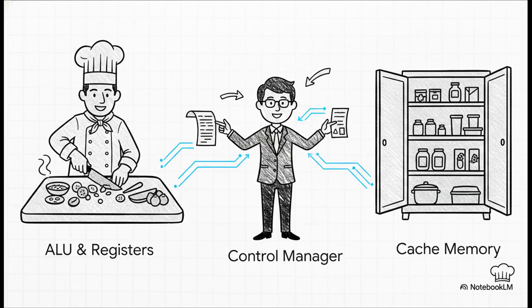But a chef needs someone to read the tickets and manage the whole flow of the kitchen, right? That is our control unit, or CU. The CU manages instruction processing, interpreting everything via decoders, and strictly controls the data flow between all the other components.